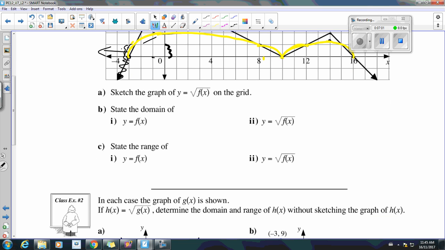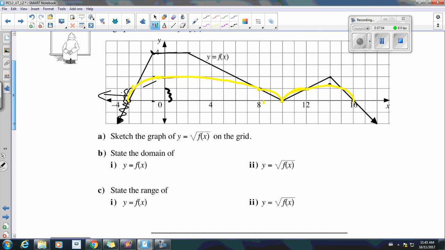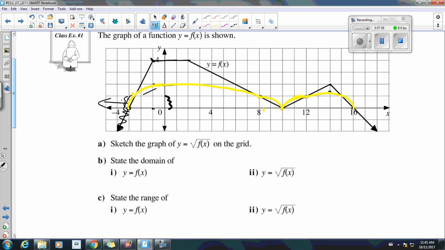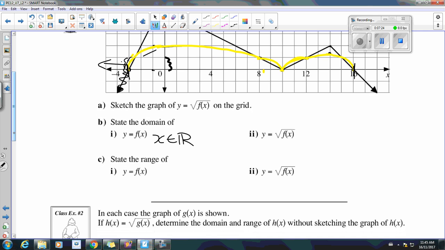So what is the domain of f of x? Well, the domain of f of x was any real number. That was the original. The square root of f of x, well, I started here at negative 3, and I ended here at 16 because that's when the y values went negative. So it is from negative 3 to 16. Sorry, I wrote that in the range spot. Negative 3 to 16.